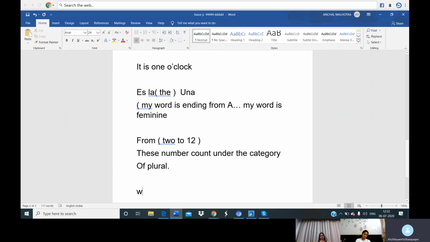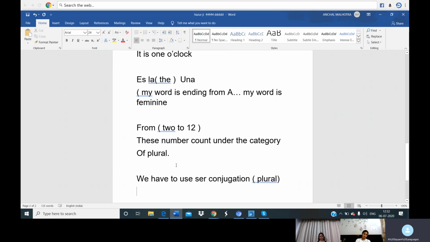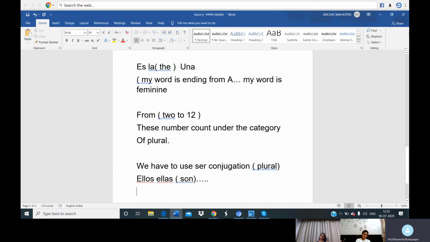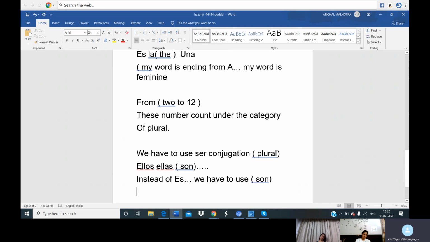In that case, we have to use the conjugation of the plural, which is ellos, ellas. What is ellos, ellas? Son, right? So instead of es, because es is also my singular conjugation, we have to use son. Exactly, exactamente. We have to use son. Is that clear to you?